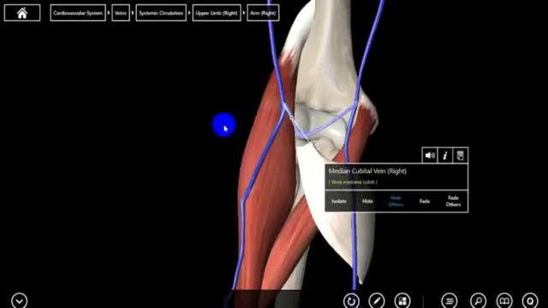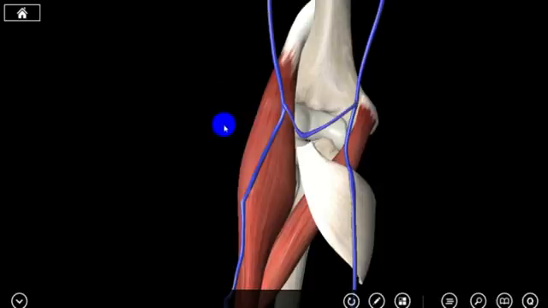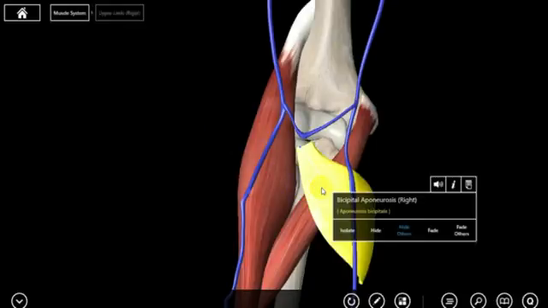Okay, so then after the superficial fascia, you get the deep fascia. Then after the deep fascia, you find this bicipital aponeurosis. This bicipital aponeurosis is a flap of tendon from the biceps brachii, which flaps towards the medial side in the cubital fossa. So it forms part of the roof of the cubital fossa.